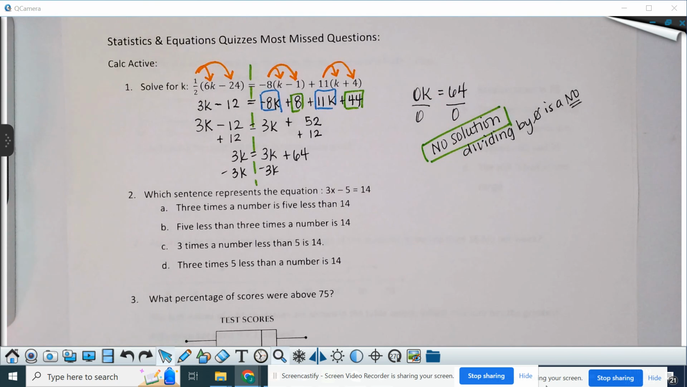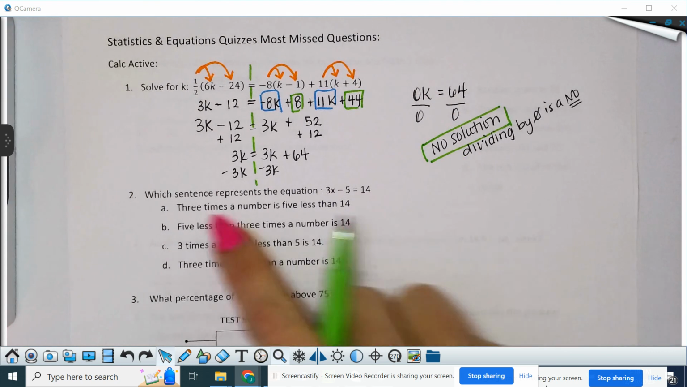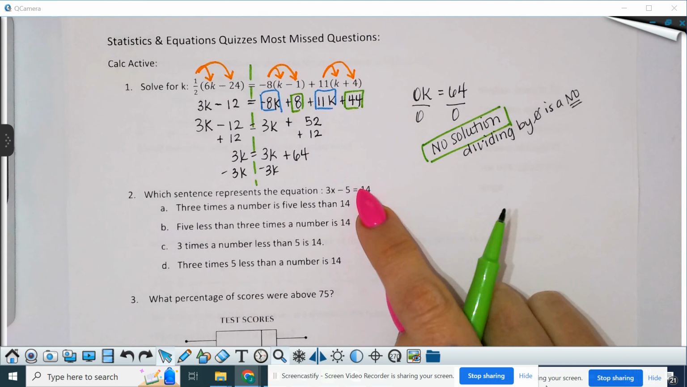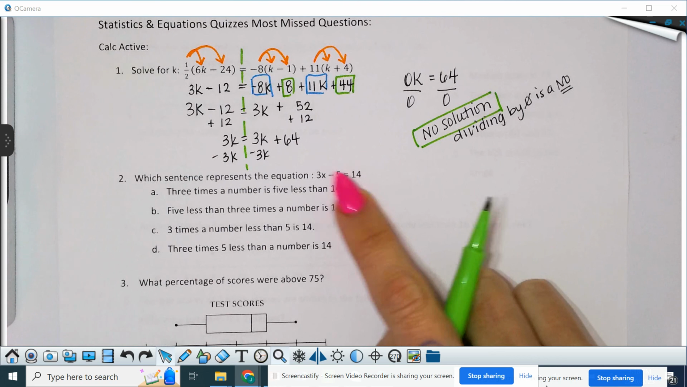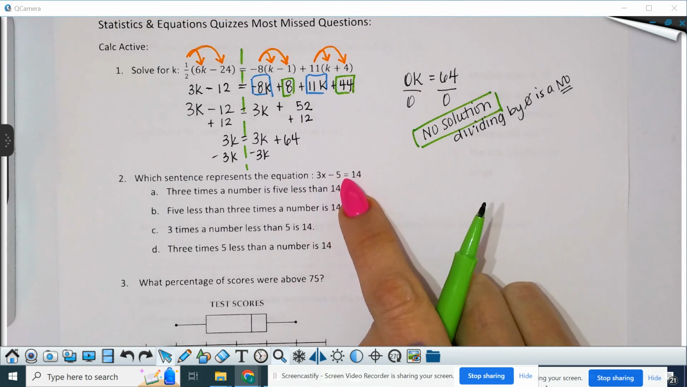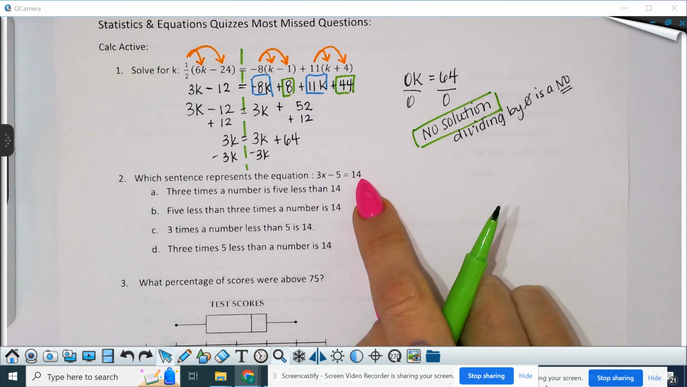I did notice a lot of the word problems, the sentence structure, is what messed you guys up too, because they were missed in both the active and inactive. Which sentence represents the equation 3x minus 5 equals 14? So I think what would be best is we do 3 times a number.